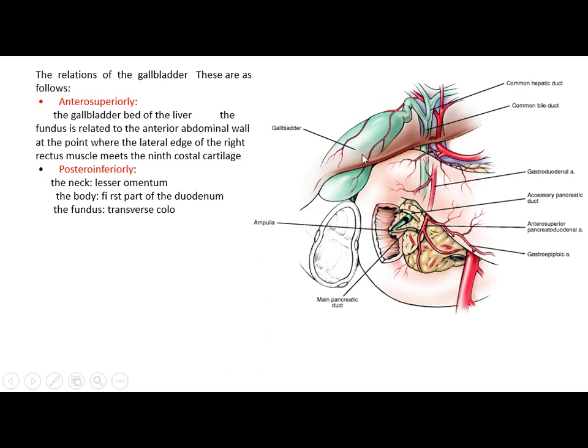the right costal margin. Posteriorly and inferiorly it is related to the first part of the duodenum, and the body is related to the transverse colon, and the neck is related to the lesser omentum, which does not appear in this picture.